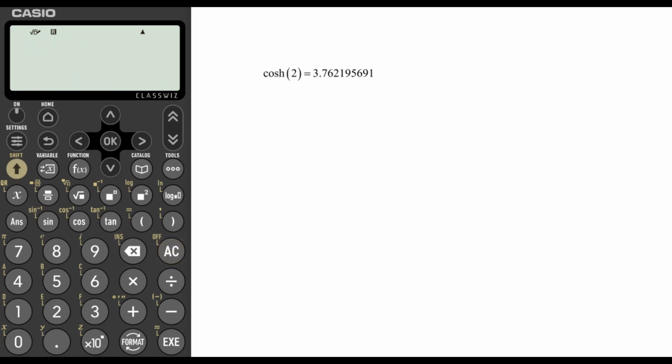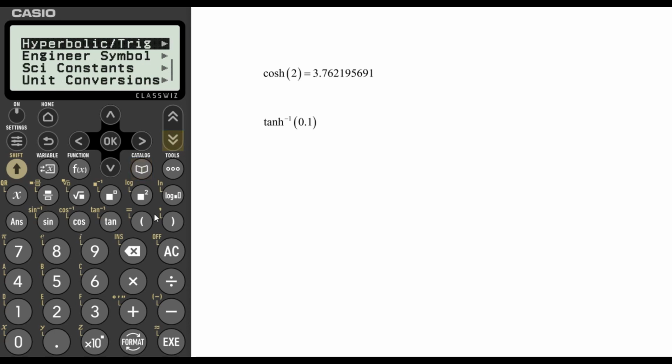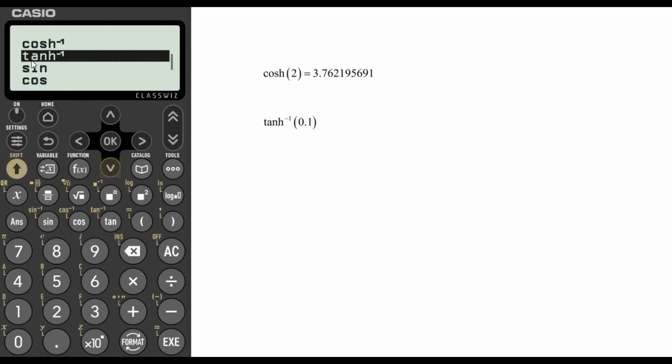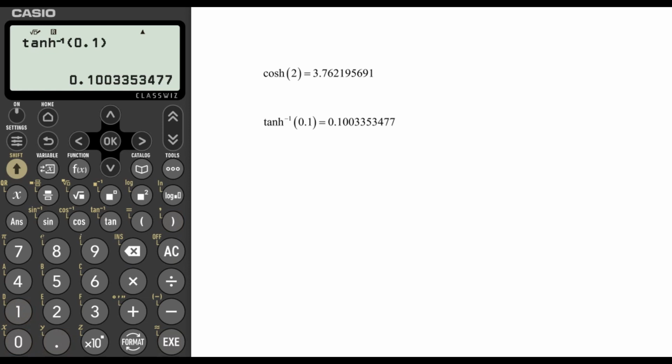Let's take a look at another example. Suppose we want to work out the inverse hyperbolic tangent of 0.1. Well, from the calculation screen, press catalog, scroll down to hyperbolic/trig, press OK. Scroll down to inverse hyperbolic tangent, then press execute. We have the inverse hyperbolic tangent of 0.1, which is equal to 0.1003, etc.